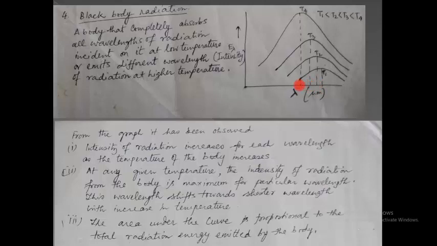You will find that as the temperature increases, this value decreases. That means the wavelength of maximum will decrease with increasing temperature. If you look at the T1 curve, the lambda m is here, and if you look at the T4 curve, the maximum energy density occurs here. So this side is decreasing wavelength. As the temperature increases, the lambda m, the wavelength at maximum, decreases. So whatever I explained is noted in point 2.